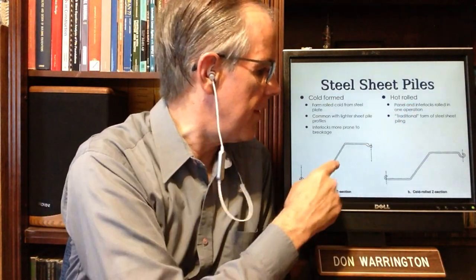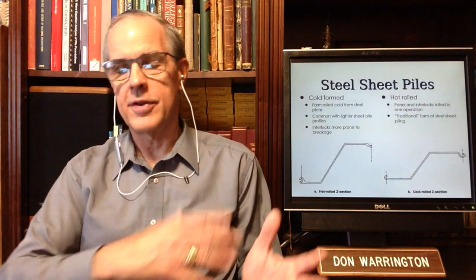Hot rolls, and actually I've cleverly crossed this and that, so keep that in mind. A hot roll is basically, they take the steel, they roll it out in one operation, like you roll out a plate, and you roll the interlocks with the sheeting. In other words, the interlocks are rolled out with the sheeting. They have dies that roll these things out. And it's the traditional form of sheet piling. Once we got past all this riveted stuff we did in the old days, back about World War I, then we had hot rolled sheeting.